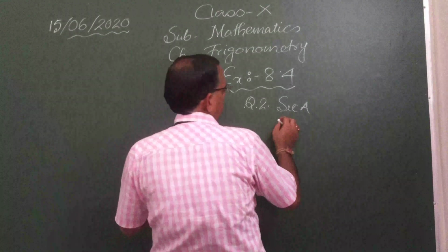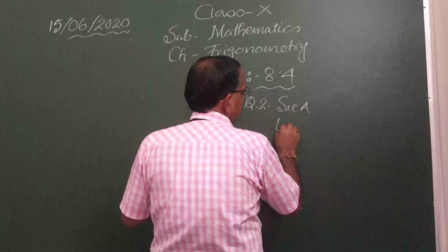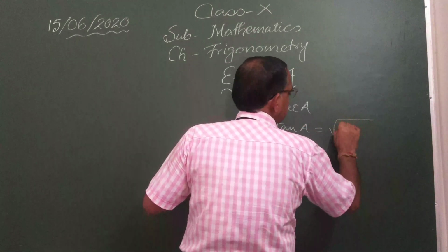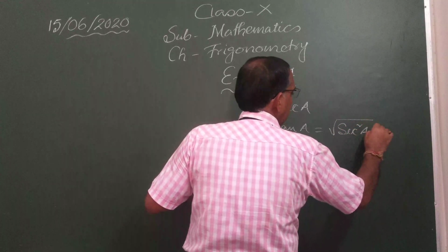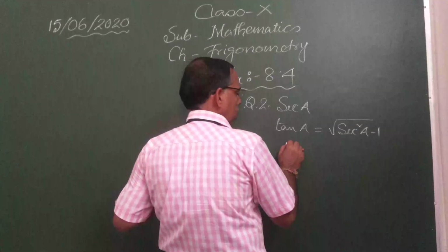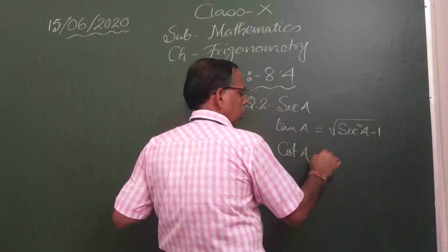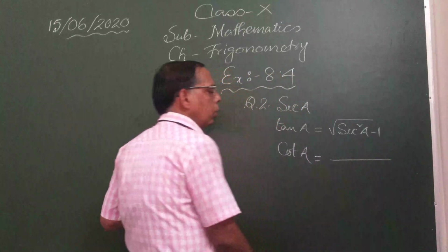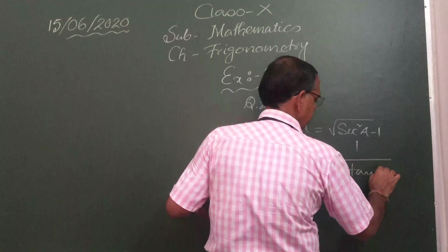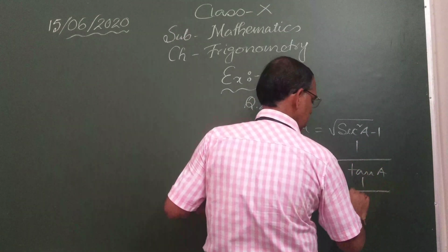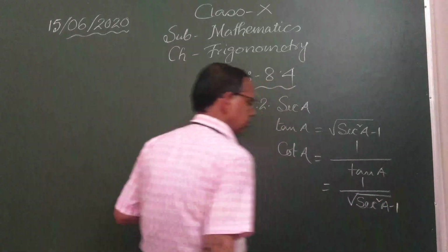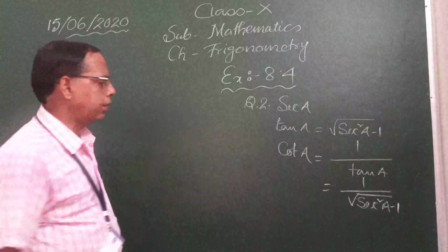Okay. So see, first of all, tan A equals root over sec square A minus 1. Next, you see cot A. Cot A will be what? Cot A is the reciprocal, so 1 by tan A. Now tan A you replace: 1 by root over sec square A minus 1. So 2 I have already converted. Now next, let's see.